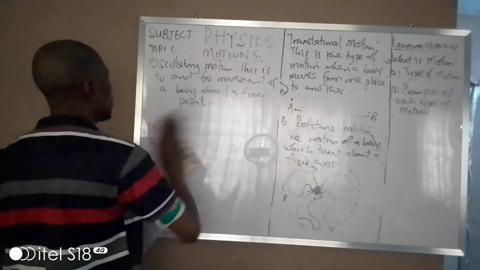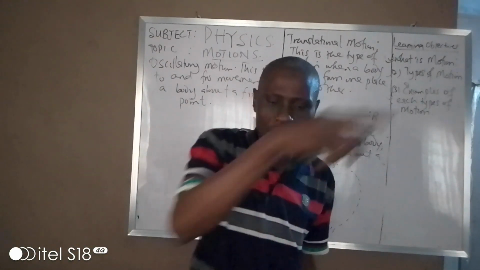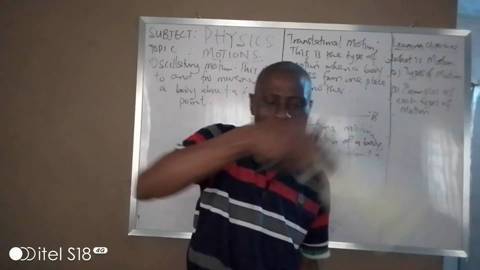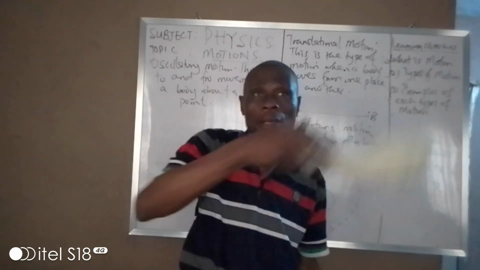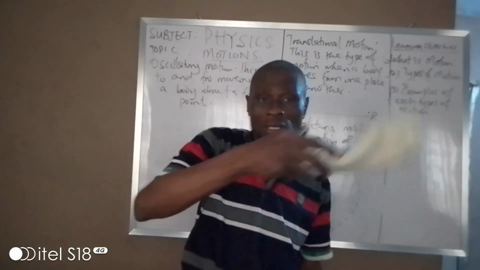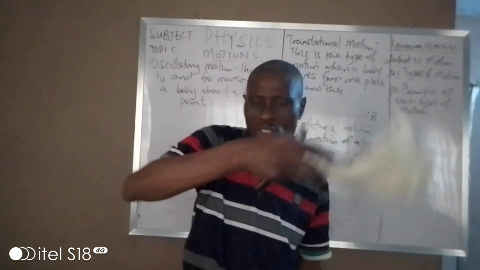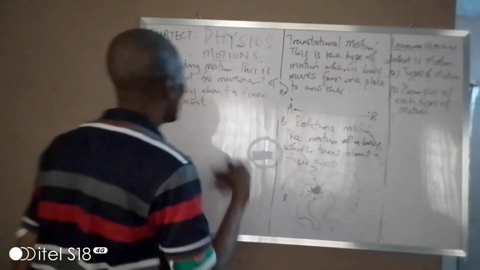Swing of a pendulum. If something goes like this, moving of a pendulum, moving to and fro like this is called oscillatory motion. Like the bell that is normally used to make noise. The bell moving like this is called oscillatory motion. That is a movement of a simple pendulum.